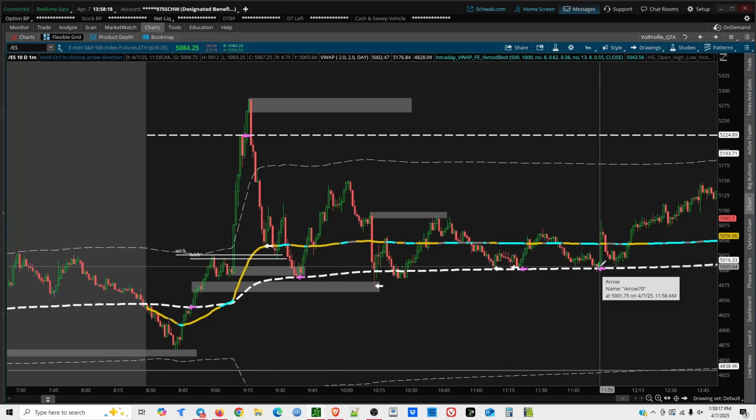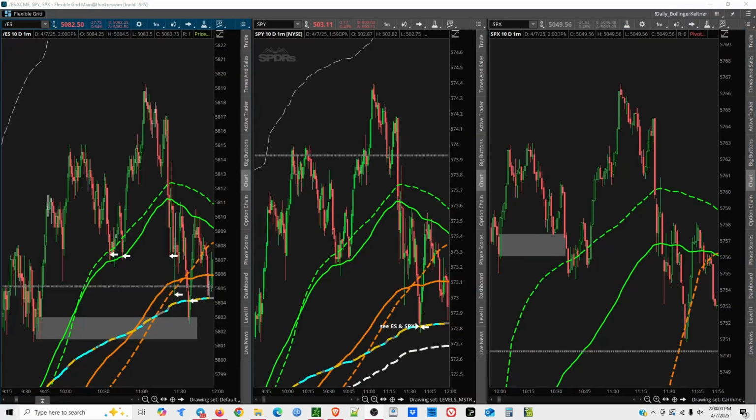It's a very, very valuable thing to have in your charts. If there was only one thing that you were absolutely going to have in your charts, it would be VWAP and intraday VWAP.